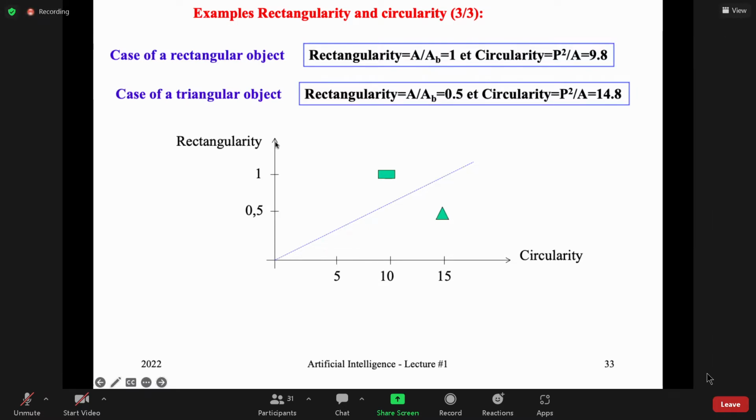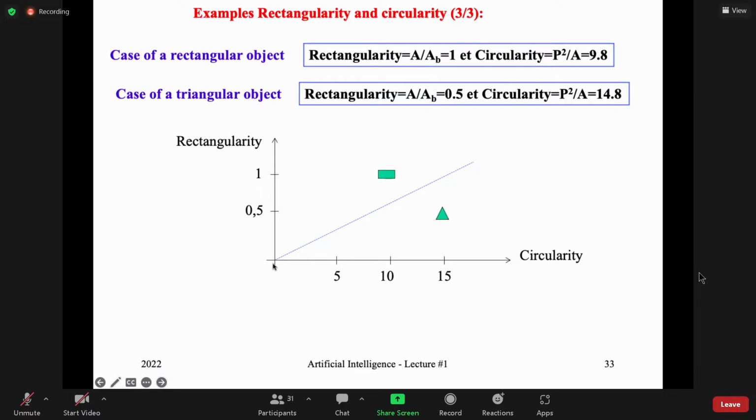the parameter space. Here, as I have two parameters, the space is a 2D space, a two-dimensional space, which is rectangularity as a function of circularity. So that is a very simple example. Here we have only two parameters, but we can have a lot of parameters, not only two, maybe 10, 100, 1000, and so on. And with all these parameters, we can use classification. Here it's a very simple classification, as you can see, because it's a linear classification.